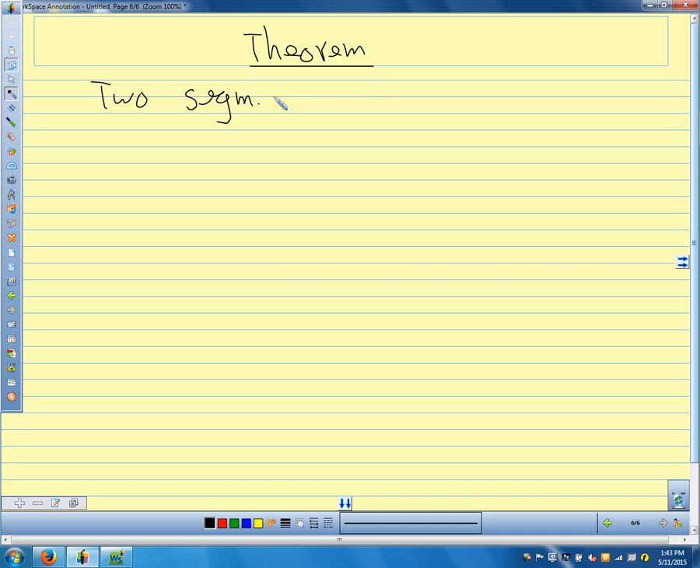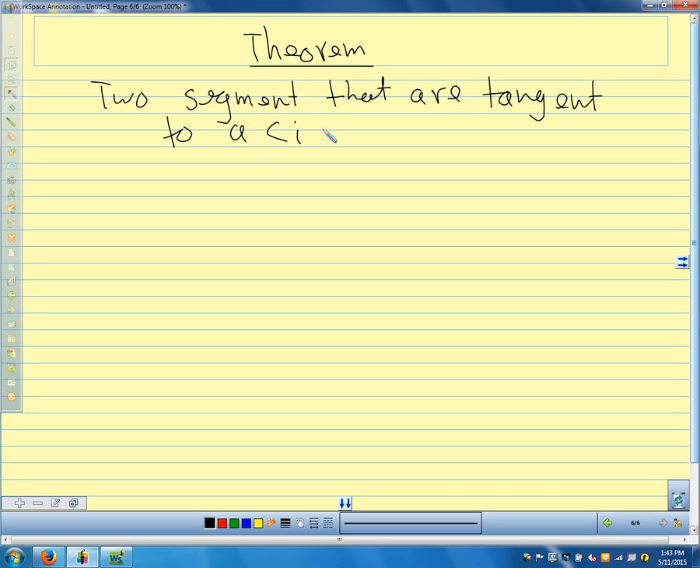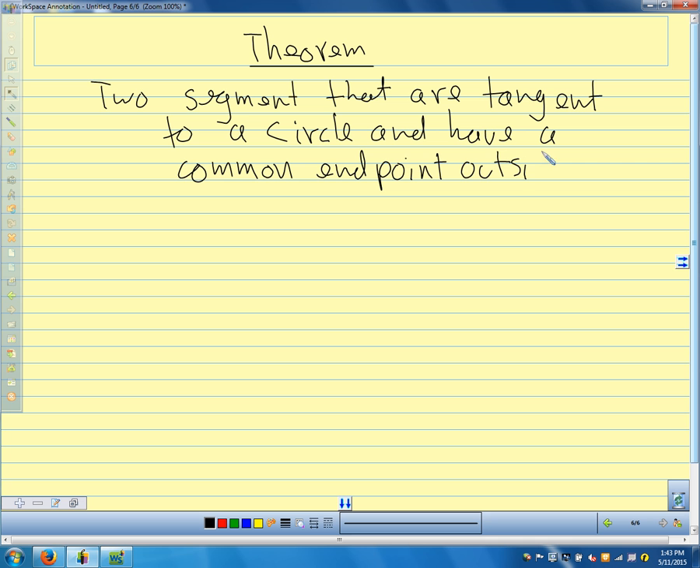Two segments that are tangent to a circle and have common endpoints outside the circle, or have a common endpoint, are congruent.